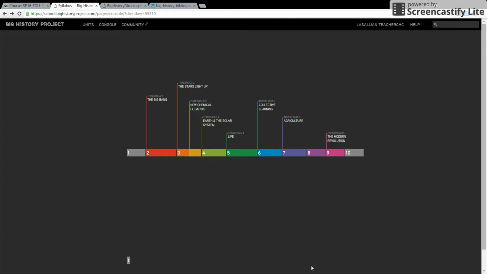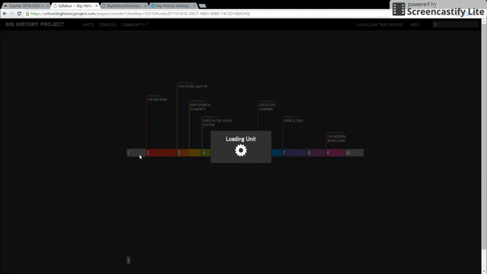Now, Big History starts with the Big Bang and moves to the present through a variety of themes or a variety of thresholds, as they're called, where humans are a very small part of the last piece of the chain. However, those humans, as they come in, become a more and more important piece of Earth's history, a very unique piece, for that matter.